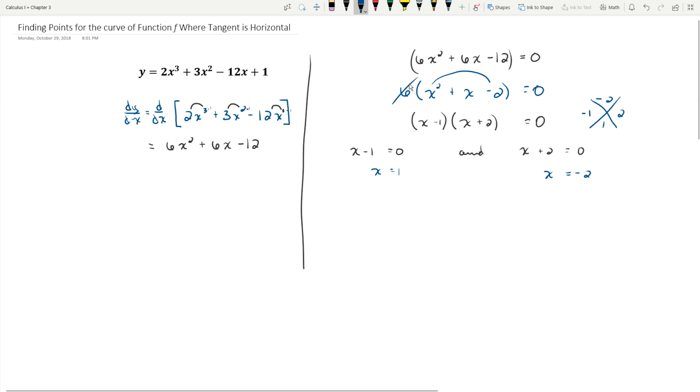So they're just asking us what are the points. So they're not asking us to actually find a horizontal tangent line, which would mean find the slope, find the equation, point slope formula. So it's just the points. So what we can do is we can take our x values that we have found and plug them into our original function. And I won't bore you with the math. We end up with a point of (1, -6). And we end up with a point (-2, 21).